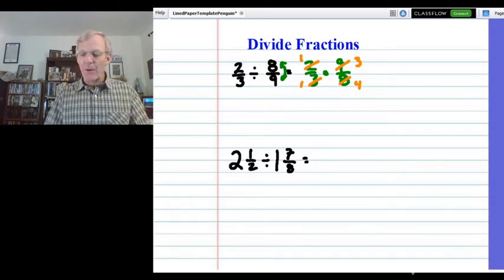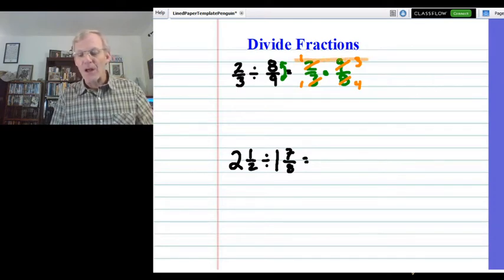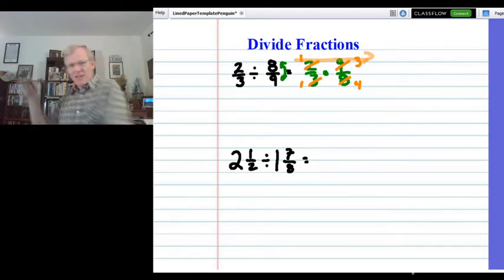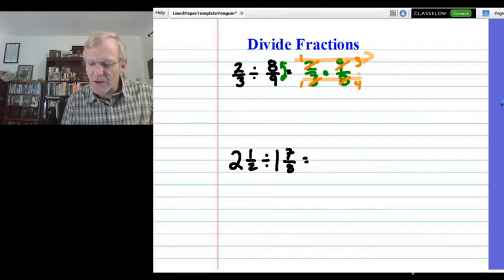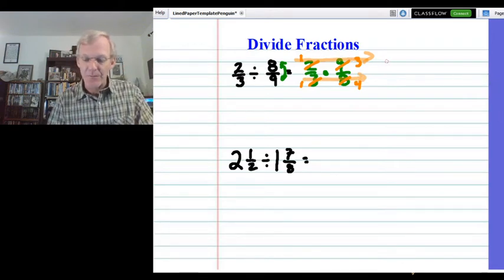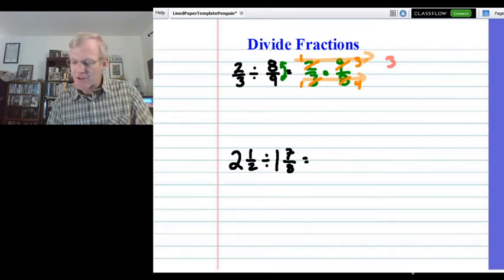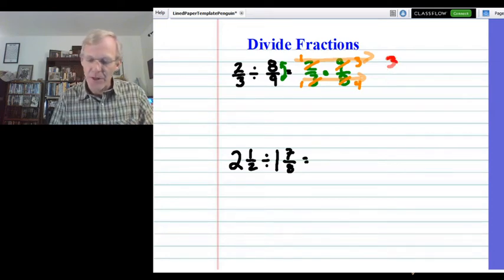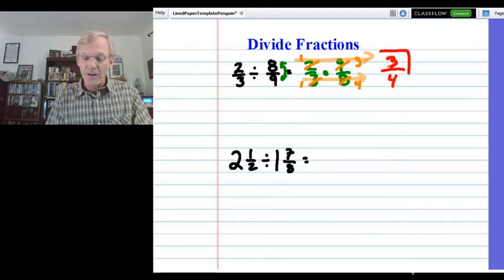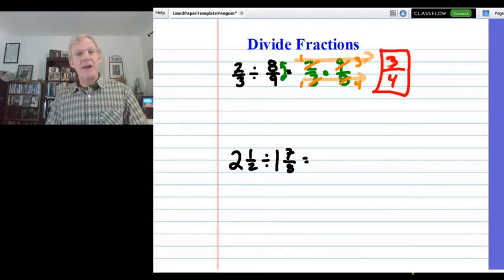Now at this point, what we can do is multiply straight across, right? Straight across here, straight across there. We're just going to go straight across. And we're going to end up with 1 times 3, 3. Oops, let's change that to true red. 1 times 3, 3, divided by 1 times 4, 4. And there we go. 3/4 is our answer there.